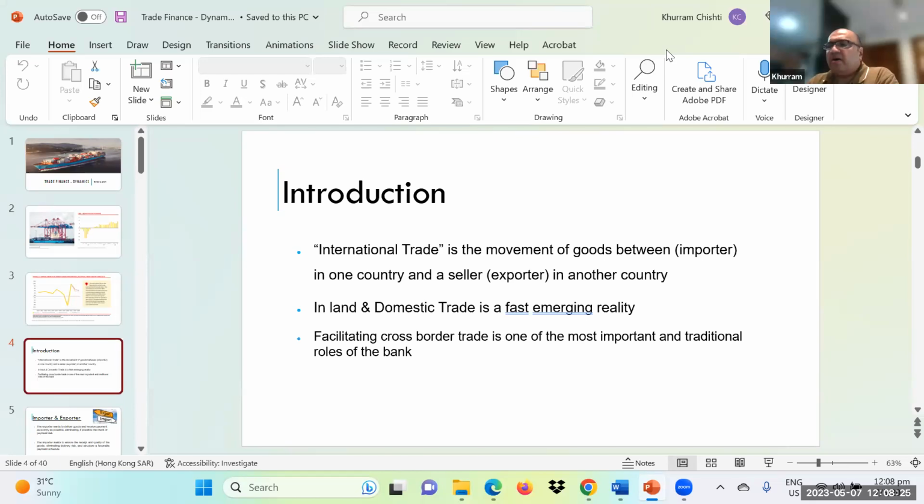Agrarian economies like India and Pakistan have abundance in agricultural products, fruits, vegetables. So we exchange. They get oil, we get the food products. International trade is a movement of goods between an importer in one country and an exporter in another country.